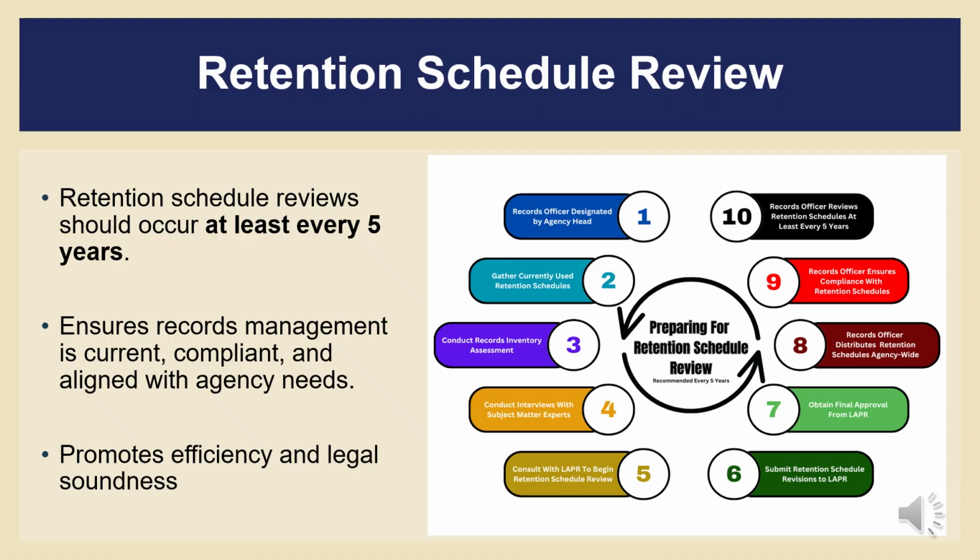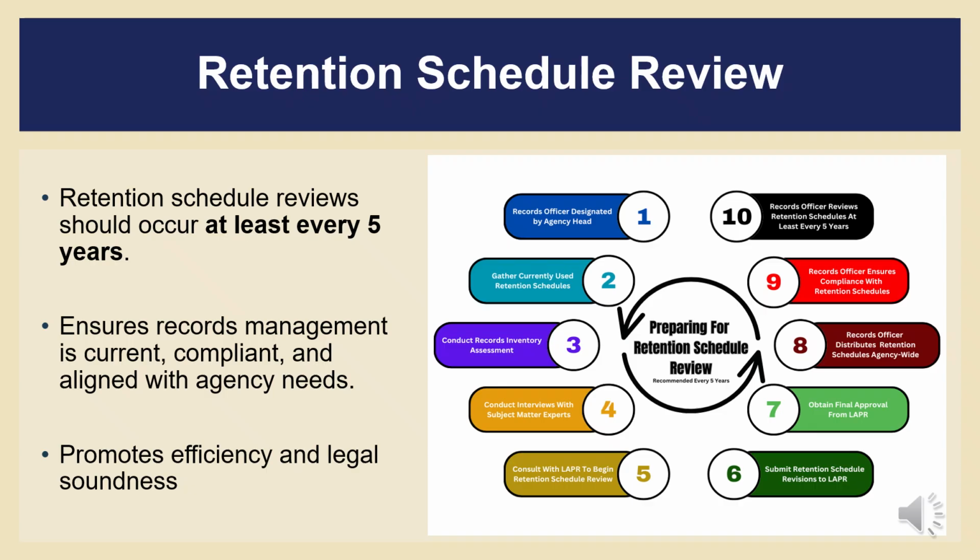Now that we've covered how to interpret retention schedules, let's take a closer look at the retention schedule review process, a vital component of any agency's records management strategy. Retention schedule reviews should be conducted at least every 5 years. This ensures that our practices remain current, compliant, and aligned with both legal requirements and operational needs. By reassessing record series, citations, and storage methods, we maintain a system that's not only efficient, but also legally sound.